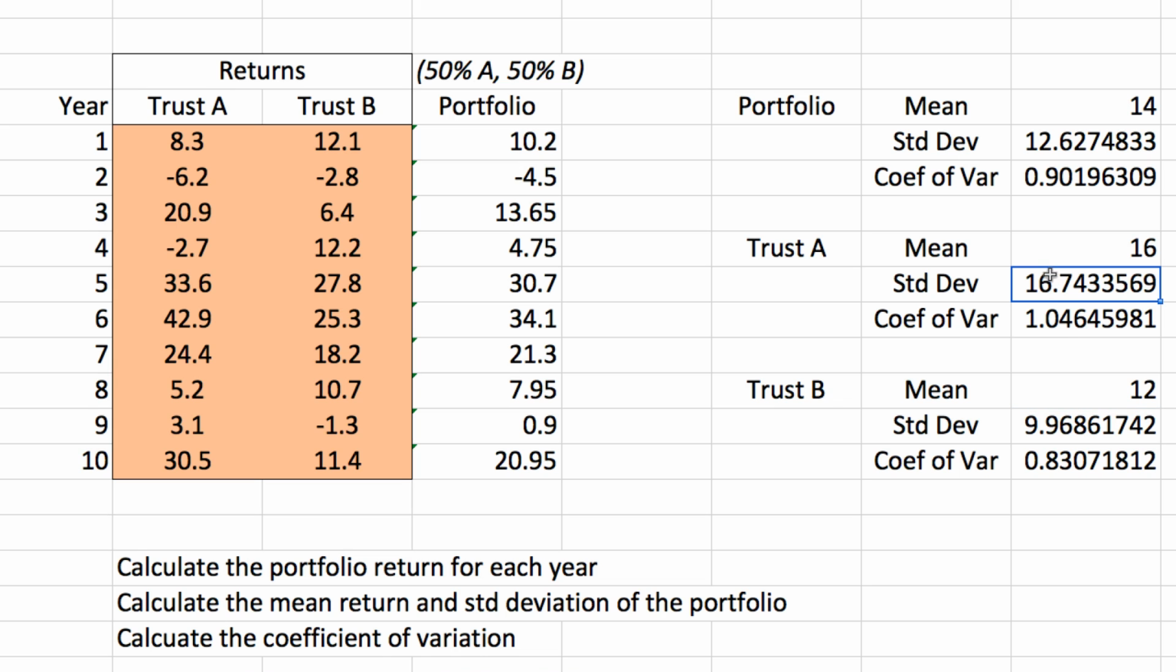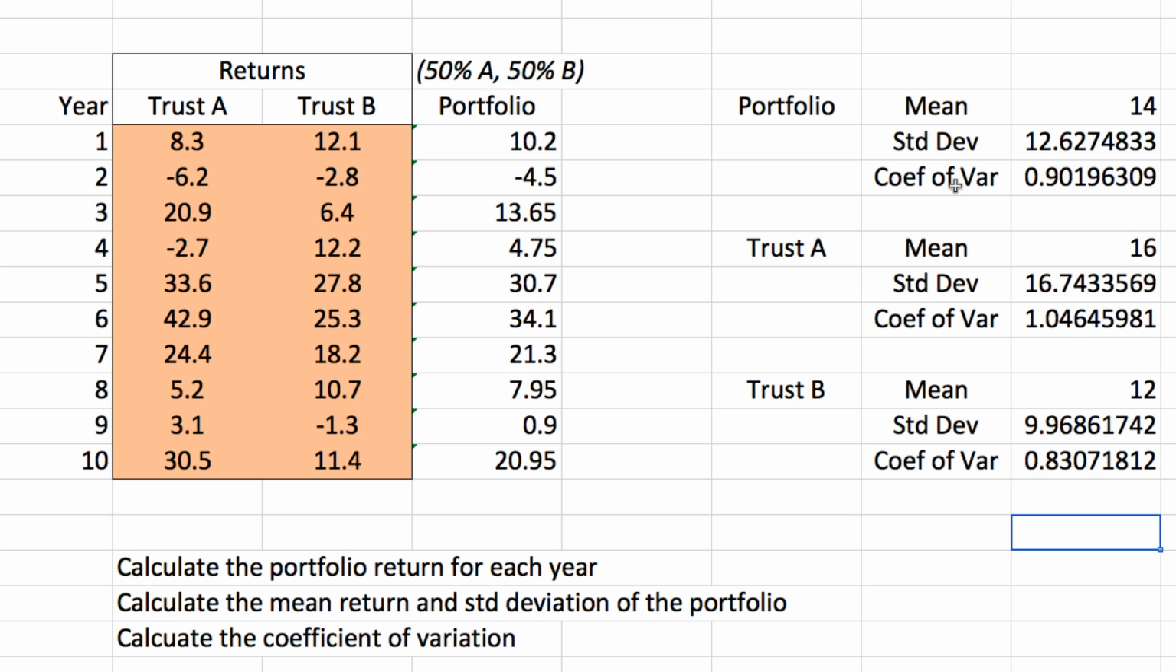So this is very common. You often get a higher return, in the long run that is, for a higher standard deviation, meaning more risk. And you can see in Trust A you get highs of say 42 and lows of minus 6.2, whereas for Trust B you get highs of 27 and lows of minus 2.8.